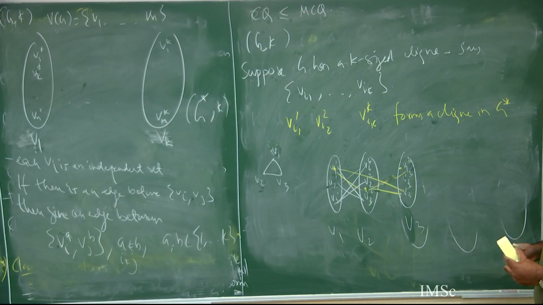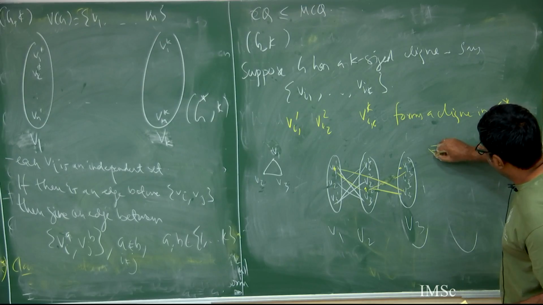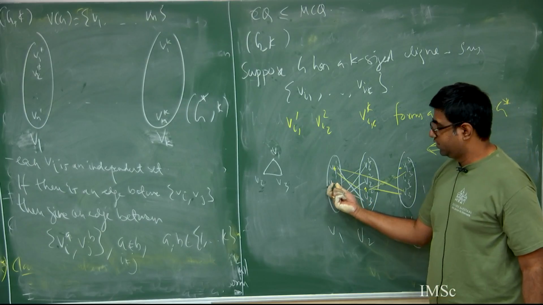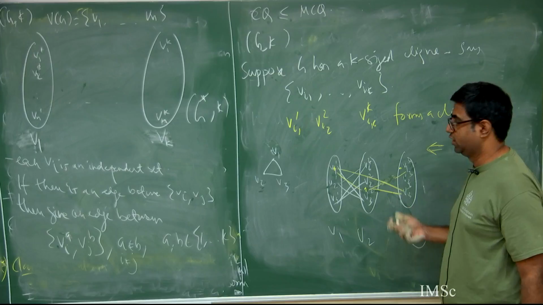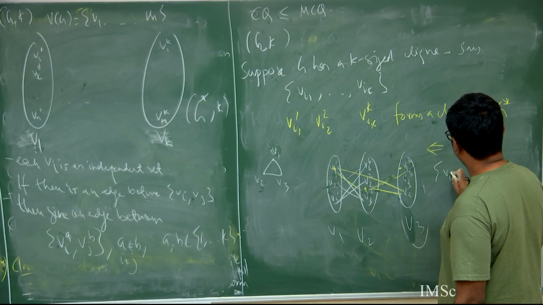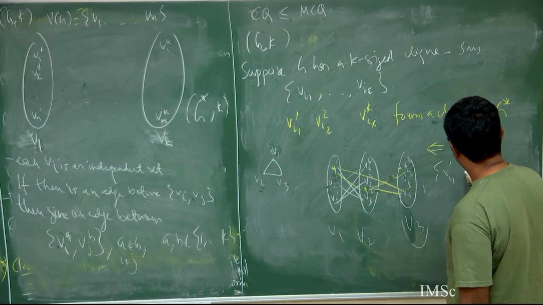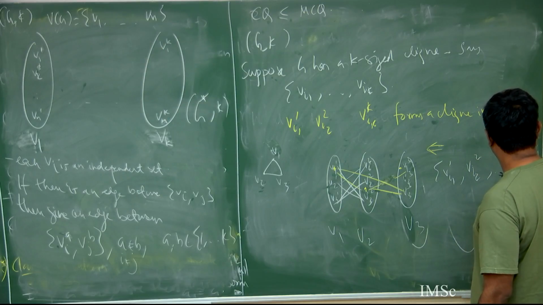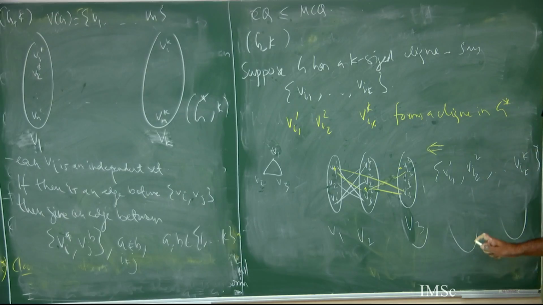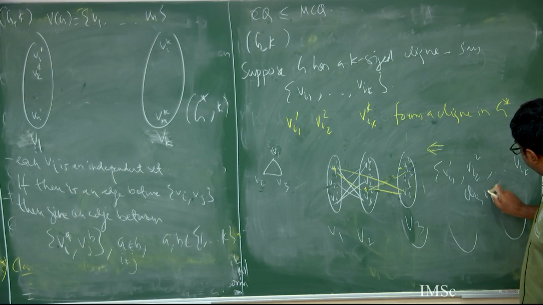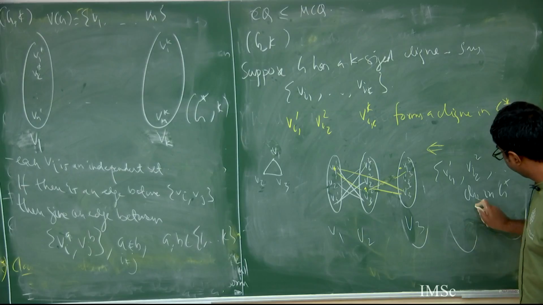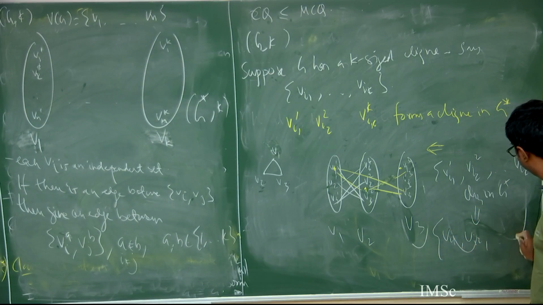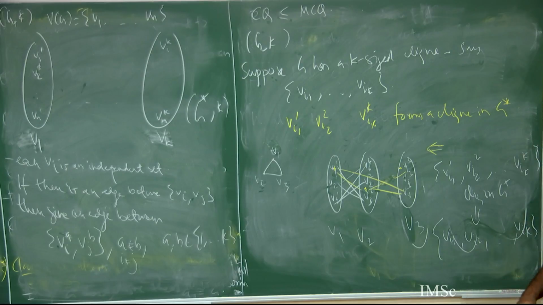And the reverse direction, what will we say? Well, if I have a multicolor clique, then how do I have it? Some vertex from here, some vertex from here and some vertex from here. Say I have V1 1, V2 2, Vk k. These are my clique in G star. And I want to claim that if you go back and look at Vi1, Vi2, Vik, they form a clique in your original graph.